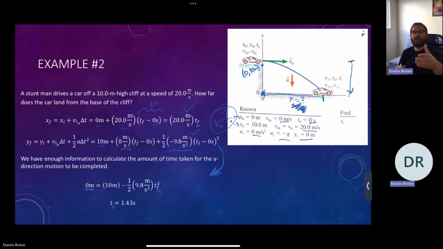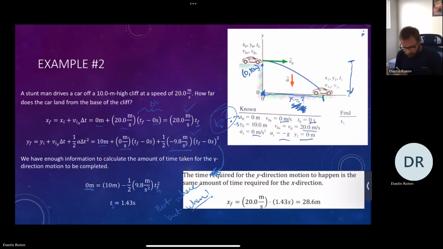So this didn't answer our question of how far away does the car land from the base of the cliff, but it gives us some more information. It tells us when that happens. Okay, so this is not where, but when. We can use that to actually figure out the where now. All right, so essentially the time required for the motion in the y direction, so the amount of time it takes to go from the top of the cliff to hit the ground, that t value, the 1.43 seconds, is also the same amount of time that this car is traveling in the x direction.